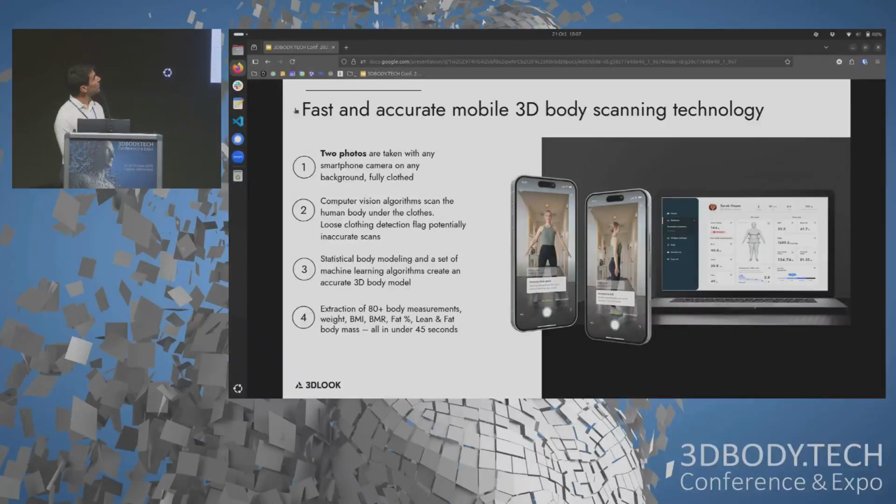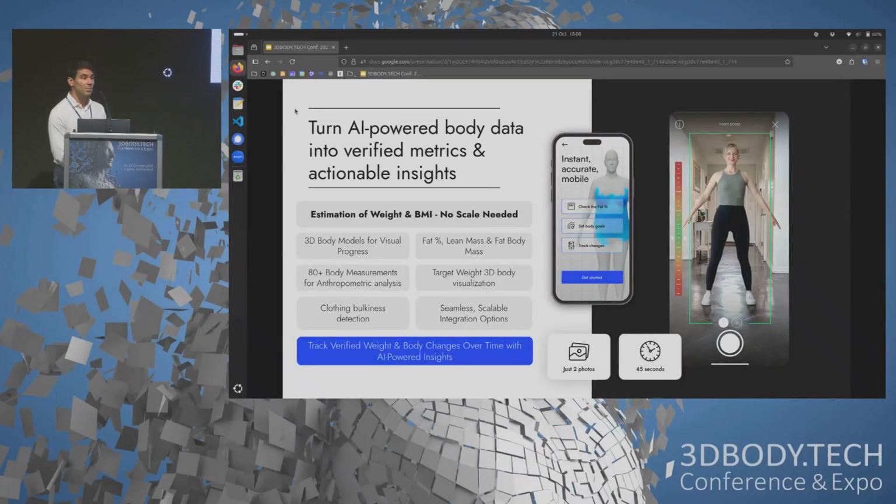Then we run some computer vision algorithms to scan the human body under the clothes. We basically fit a statistical body model, and we run some machine learning algorithms to create an accurate 3D body model. Finally, we extract over 80 body measurements and some body composition information as well. We can predict the weight and the BMI without the need of having any scales. So we can predict the body composition and the visual progress of 3D body models, to see over time how their body evolves by losing or gaining weight, for example.